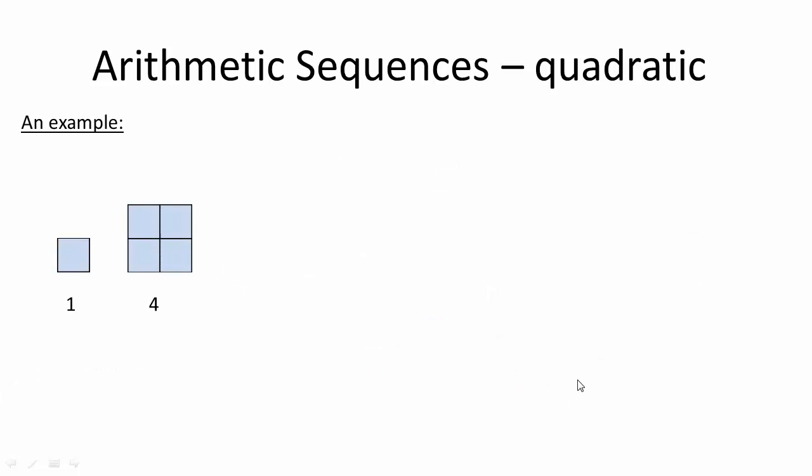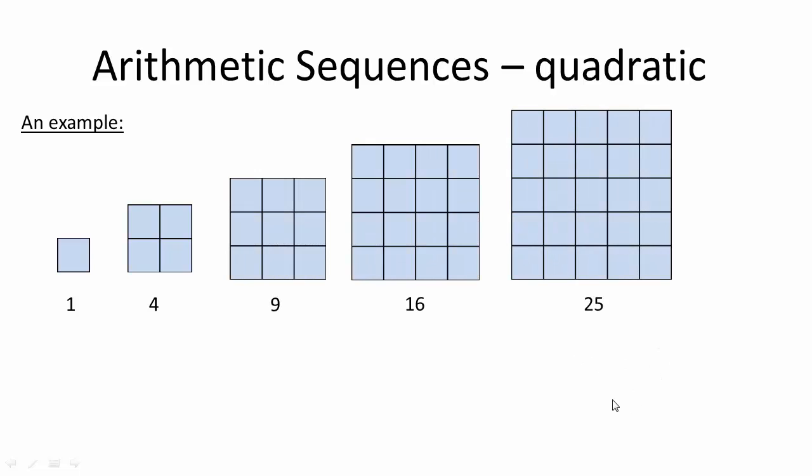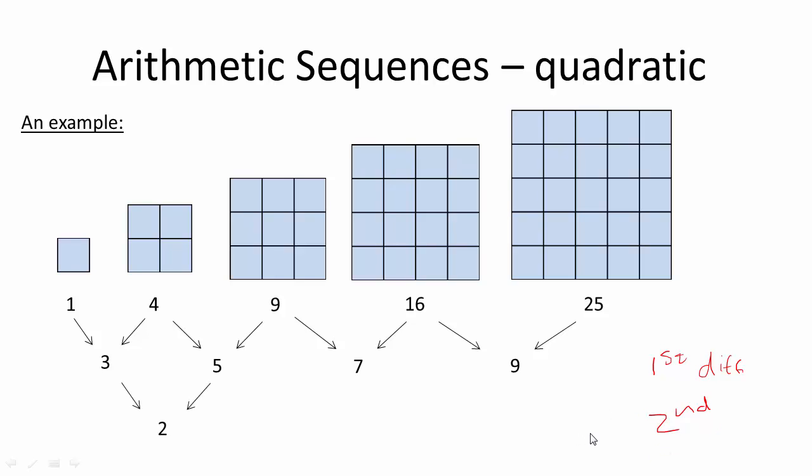Let's have a block of size 1, a block of size 4 blocks, 9 blocks, 16 blocks, and 25 blocks. As you can see, we keep changing the length of each side. But here we have a sequence, 1, 4, 9, 16, 25. Let's see what the differences between those are. 4 minus 1 is 3, 9 minus 4 is 5, 16 minus 9 is 7, 25 minus 16 is 9. Again, there's not a constant first difference, so this cannot be a linear arithmetic sequence. So let's have a look at the second difference. 5 minus 3 is 2, 7 minus 5 is 2, 9 minus 7 is 2. That's perfect. This shows us a quadratic arithmetic sequence.